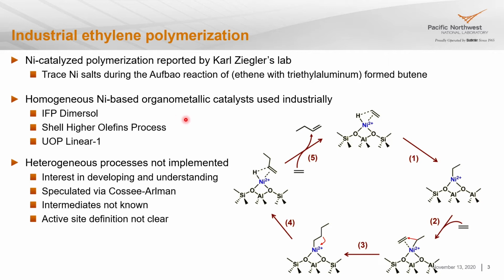A number of studies have looked at this chemistry. Oftentimes it's speculated that it takes place via a Cossee mechanism, whereby your nickel hydride species interacts with ethene through a series of surface interactions and changes. It interacts with another ethene to form butene and restore the nickel hydride species originally present. However, the true intermediates present during this reaction are not known, and oftentimes the identification of the active site is not clear, at least not clear under operating conditions.